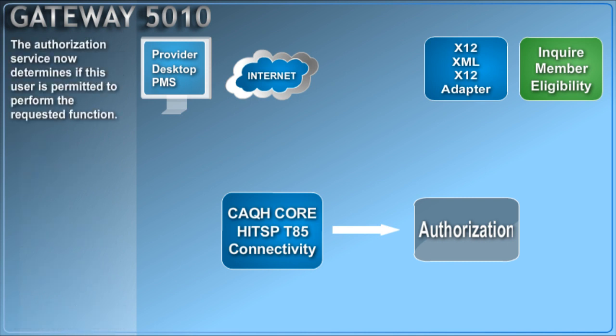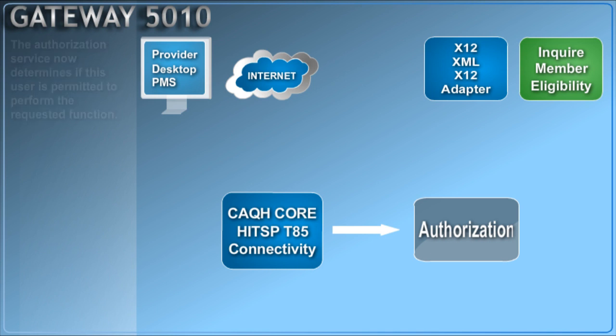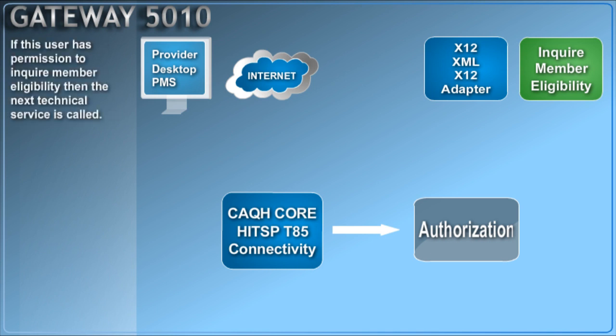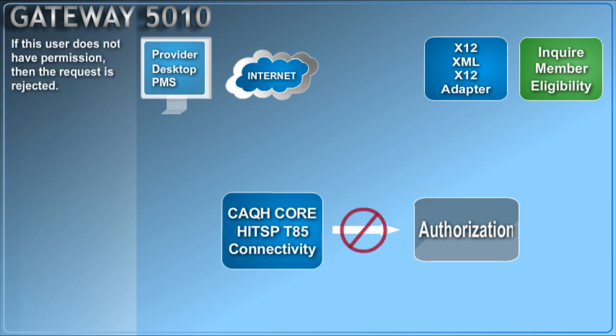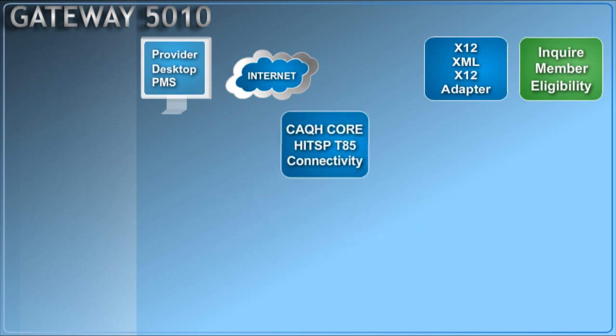The authorization service now determines if that particular user who is submitting the request is permitted to perform the requested function, in this case, an eligibility inquiry. If this user has permission to inquire on member eligibility, then the next technical service will be called. If this user does not have permission, then the request is rejected.